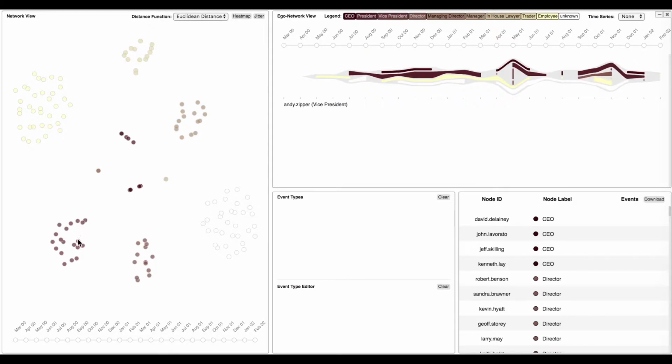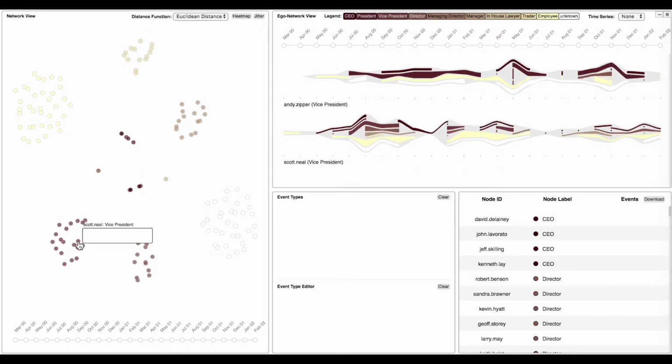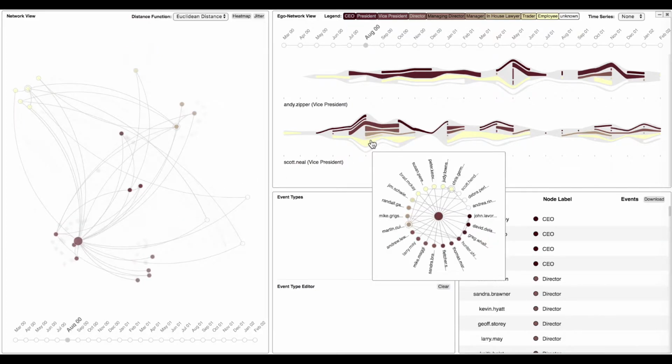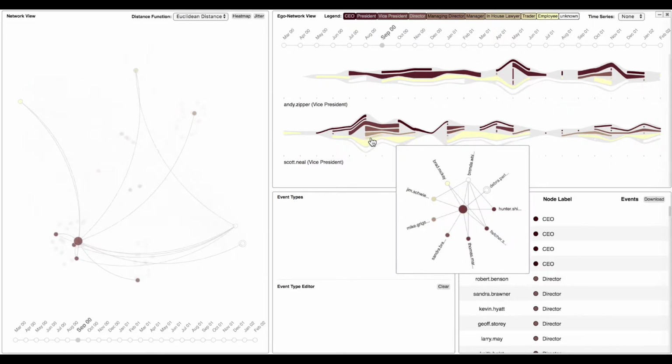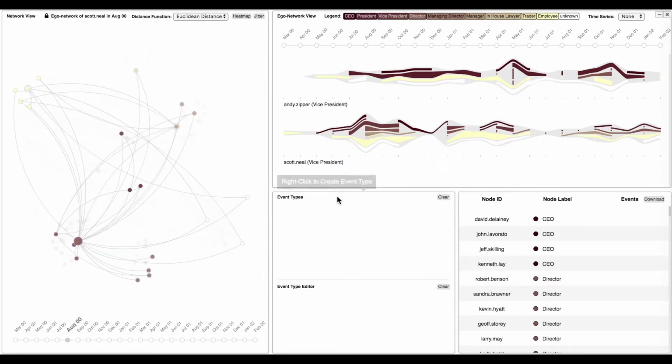They can also click on a dot in the network view to inspect a temporal visualization of the dynamic ego network in the ego network view. By hovering over the temporal visualization, users can inspect a static ego network at a particular time step. They can also click on the temporal visualization to store the ego network in the network view for further inspection.